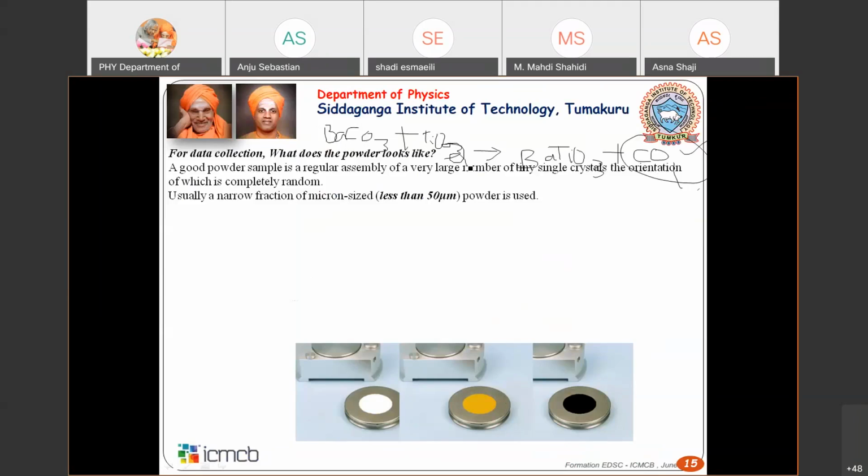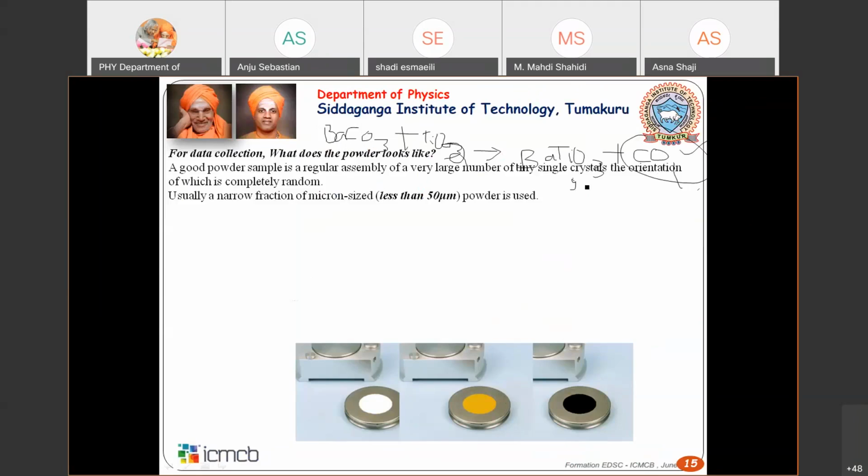Okay, sorry. So you need to get rid of all this carbonate, carbon dioxide and all those things. So for that you heat it to 900 or something like that.